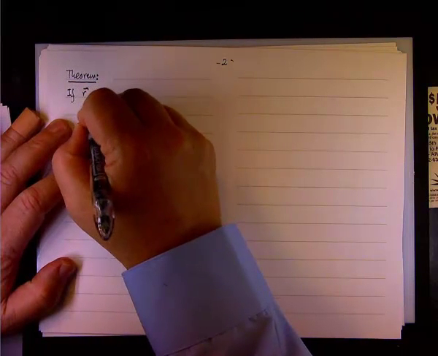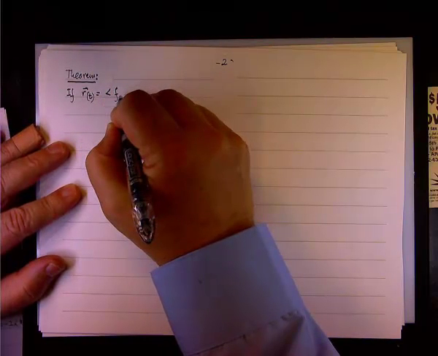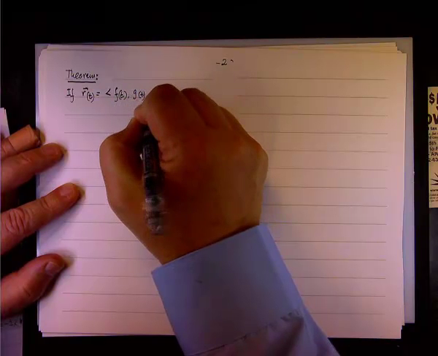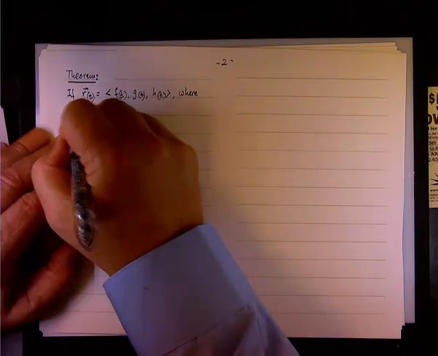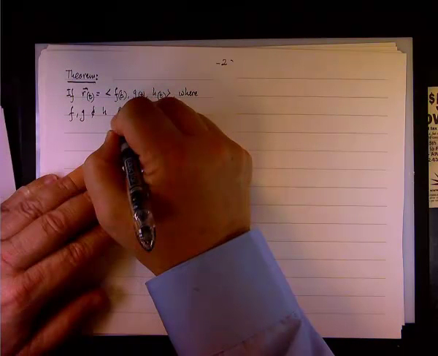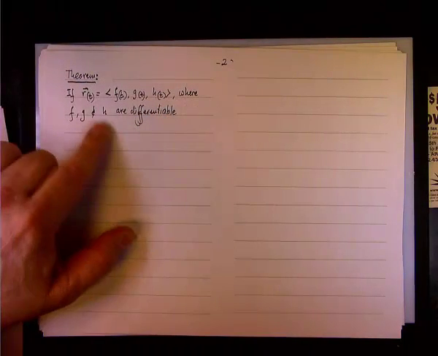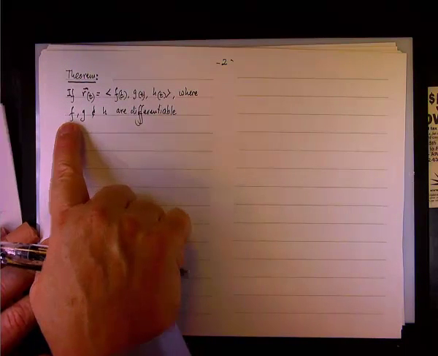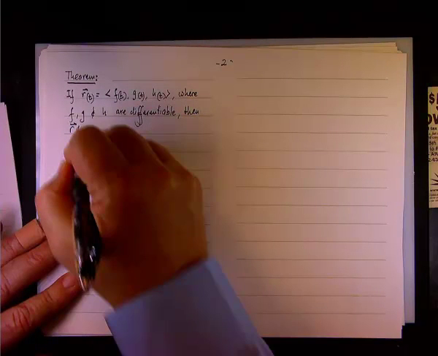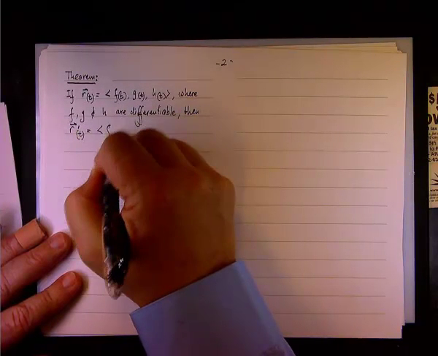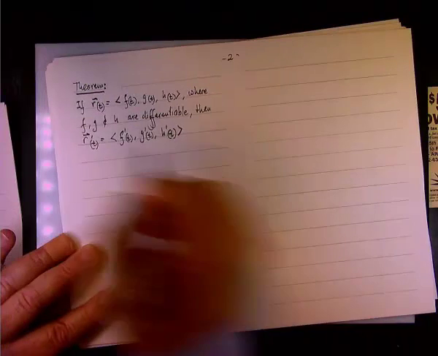The main theorem is the following: if the vector r of t is composed of the vector components f of t, g of t, and h of t, where f, g, and h are differentiable, with the same definition of differentiability for a real value function, then we can write the derivative of r like so, as simply the derivative of each component. So it's very simple, but also very useful.